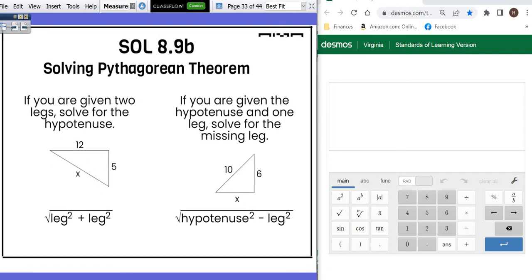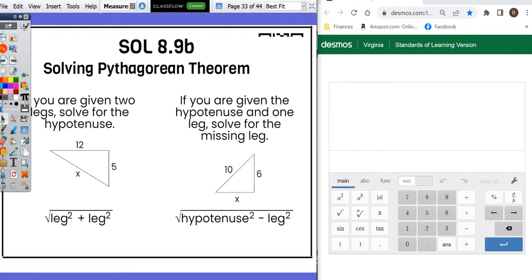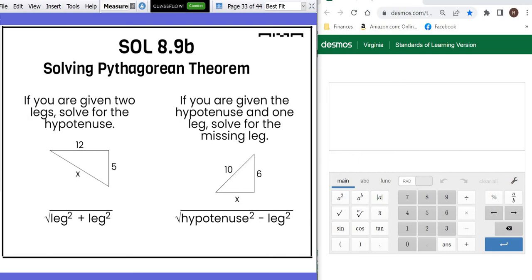Okay, and the first thing I need to do is make sure I've got a pen, because otherwise I'm not going to be able to write. All right, so you got to make sure that we're solving for the hypotenuse if you're given two legs. If that happens, the key, I like to say that so that you can remember, the key to solving for that side is this square root symbol down here. So you take the square root of leg squared plus leg squared.